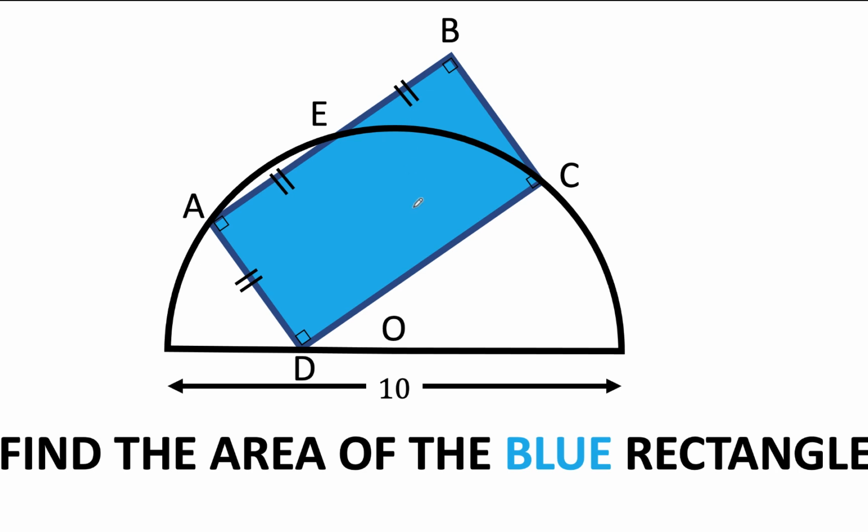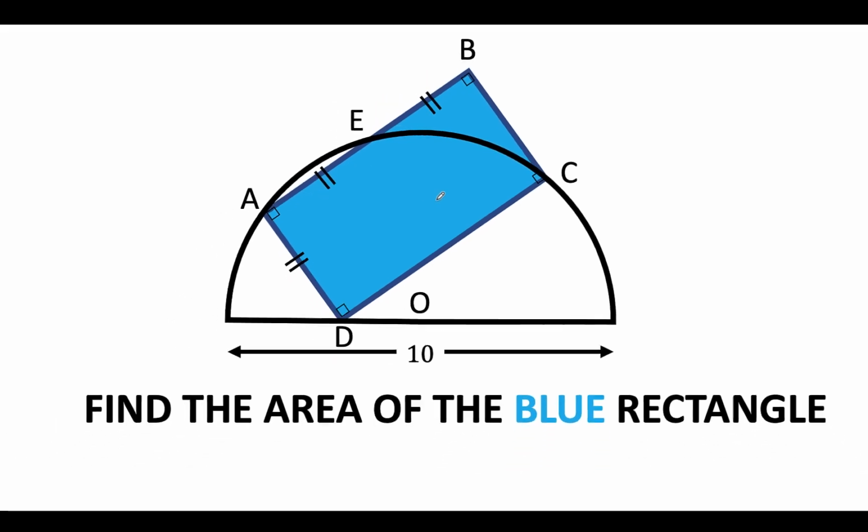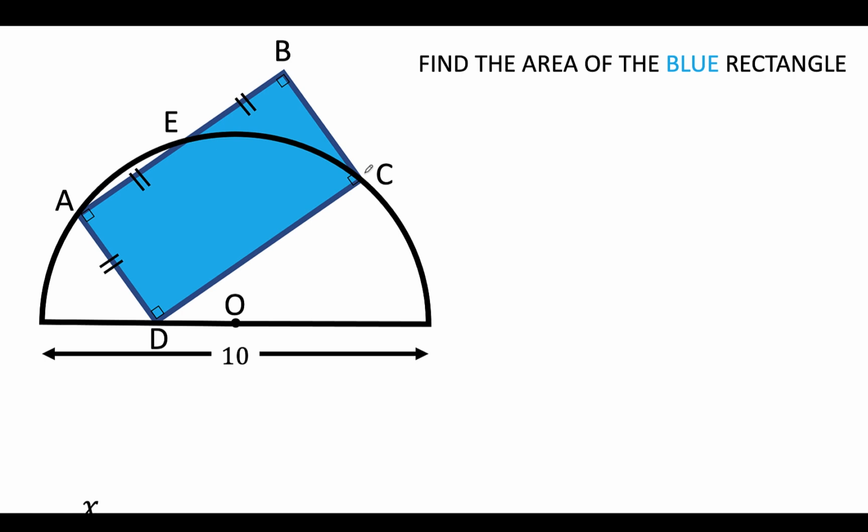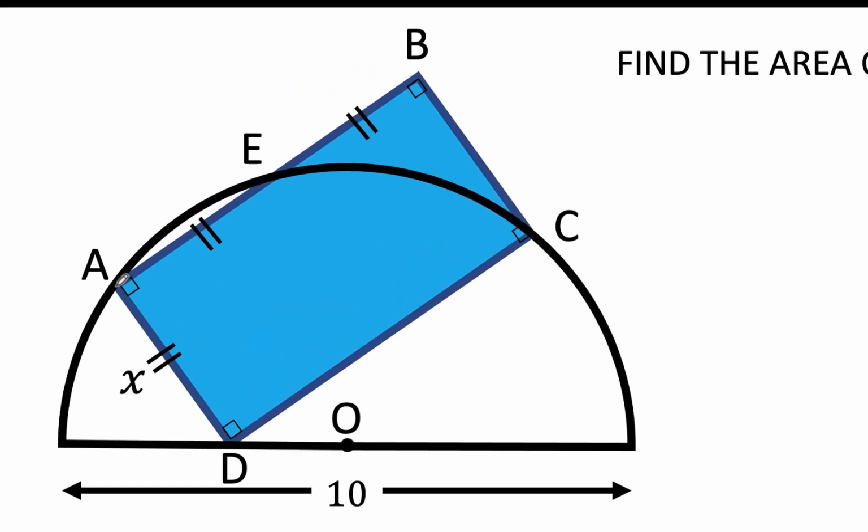You can pause the video and try if you can solve this beautiful geometry problem. Now let's solve this problem together. Let's begin by assigning a variable to the length of side AD and let that length be equal to x. And since opposite sides of a rectangle are equal, the length of side BC is also x units. This means that the length of segment AE is x units and the length of segment EB is also x units.